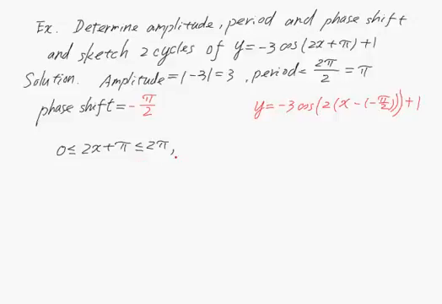Then we just subtract each part by pi. Then we get negative pi less than or equal to 2x and less than or equal to pi. Then we divide each part by 2. Then we get negative half pi less than or equal to x and less than or equal to half pi.